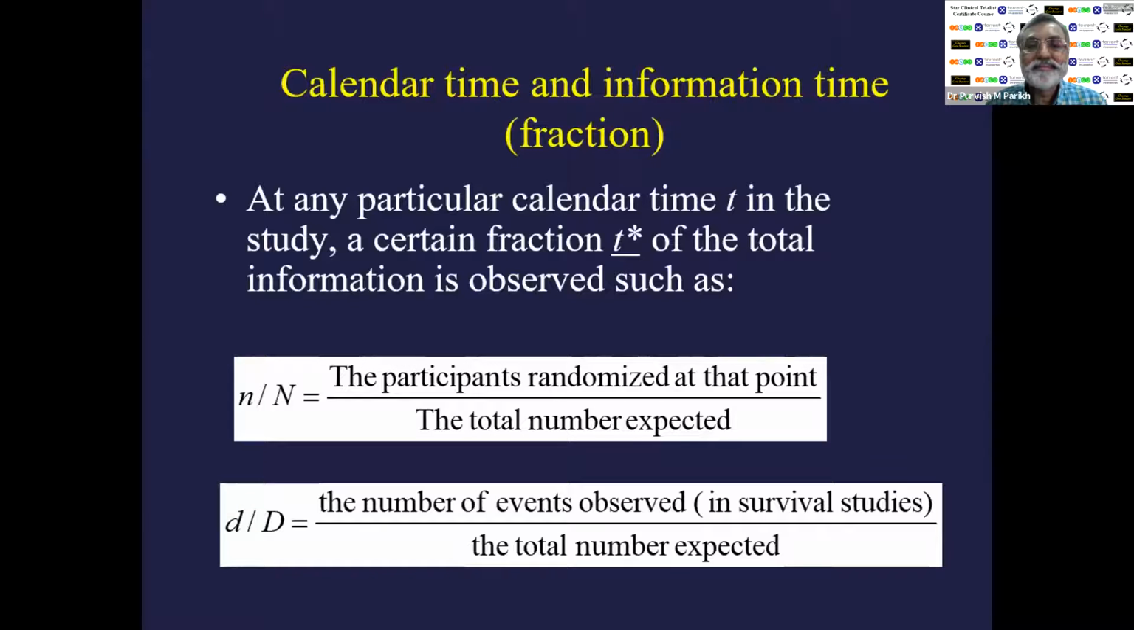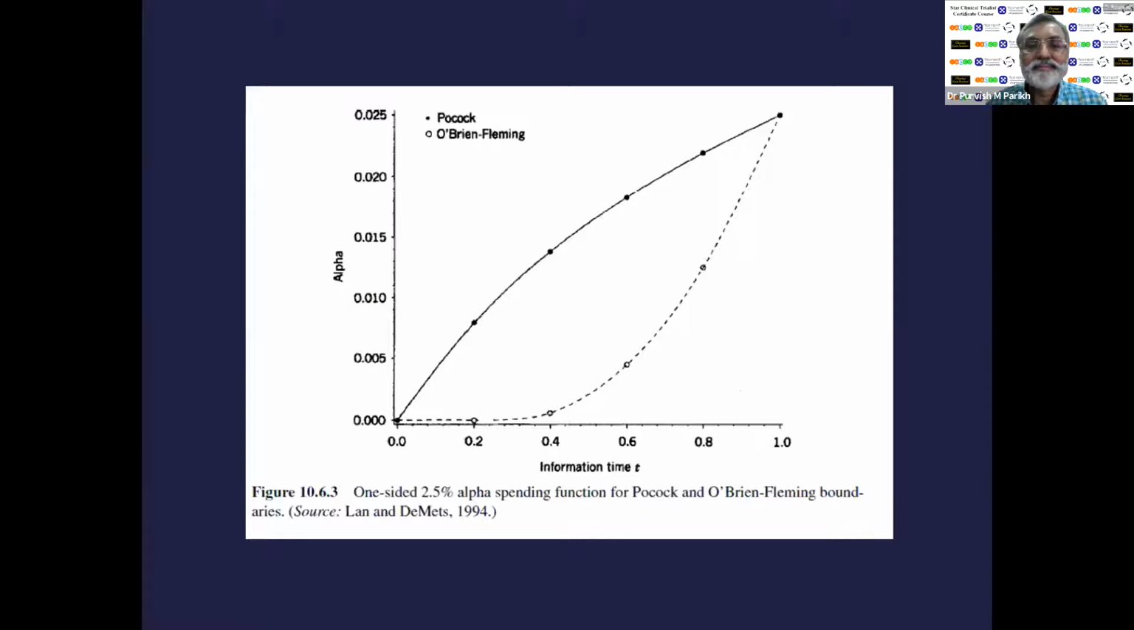One important aspect of interim analysis is the difference between calendar time and information time. So essentially, all these methods operate in information time, which means what fraction of the final sample size has been accrued, what fraction of the final anticipated number of events has happened. So the x-axis is not calendar time, but information time.